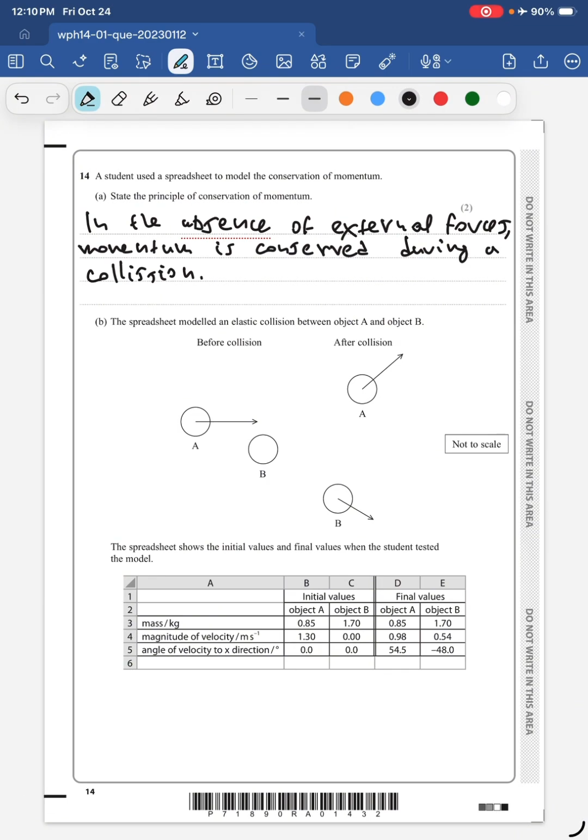The spreadsheet modeled an elastic collision between object A and object B. And they show us a scheme here, which is not to scale. The spreadsheet shows the initial values and final values when the student tested the model. So they have the initial values and the final values for the masses, which remain the same, the magnitude of the velocity and the angle.